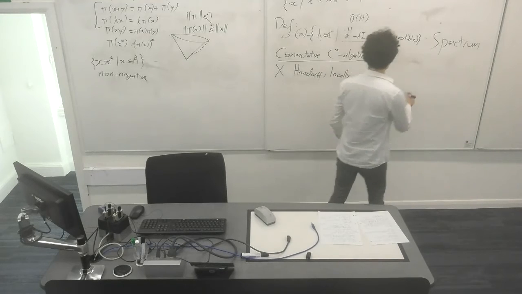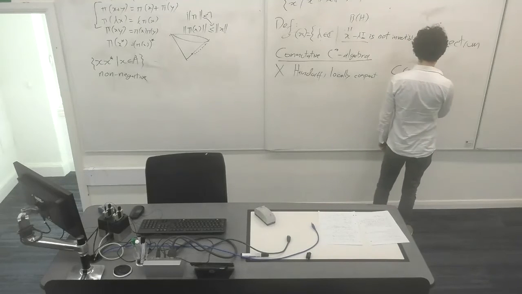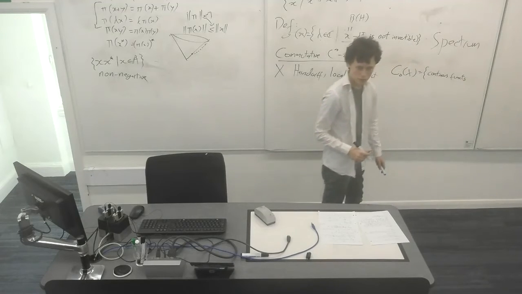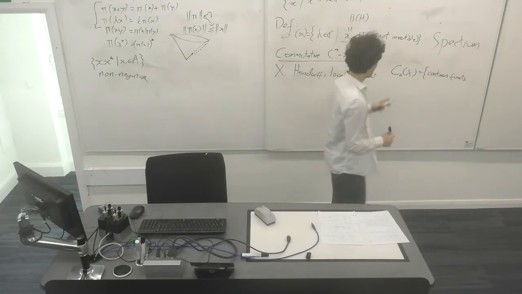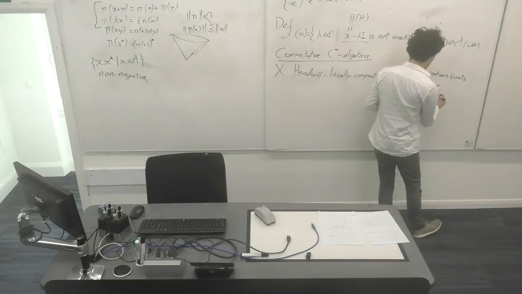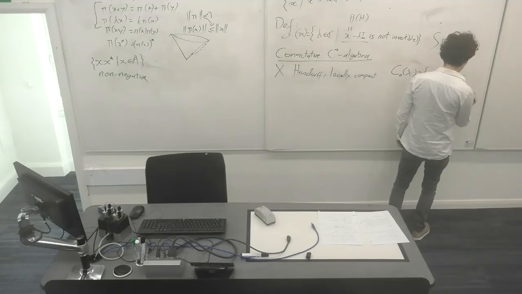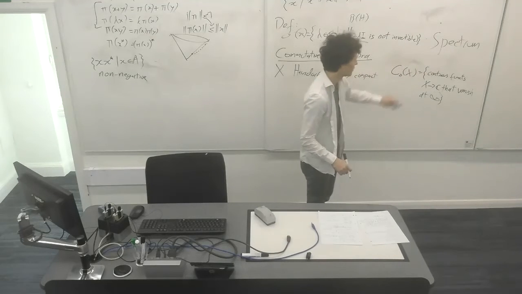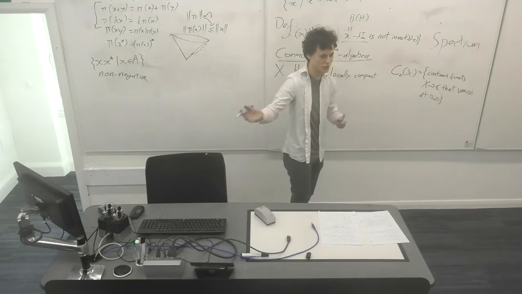And we're going to denote by C0 of X the set of continuous functions from X to C that vanish at infinity. You know what vanishing at infinity means on the real line: you go to infinity.